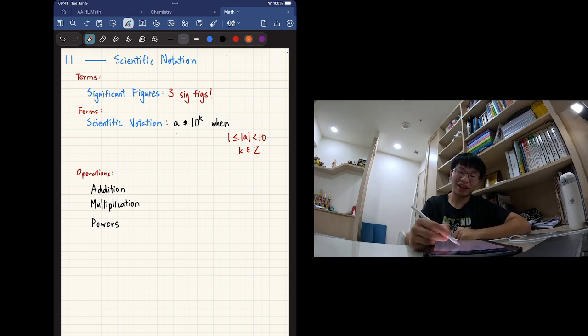So, yeah. Scientific notation, nothing really important here. You guys know what it is. It's used for really big or really small numbers, such as Avogadro's constant or other things like that.